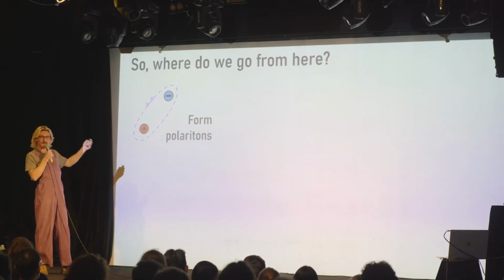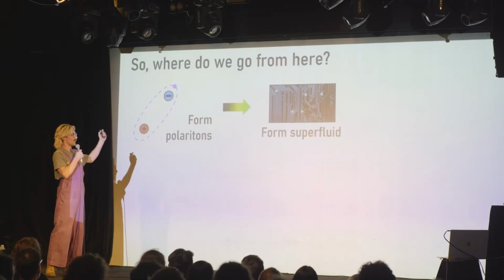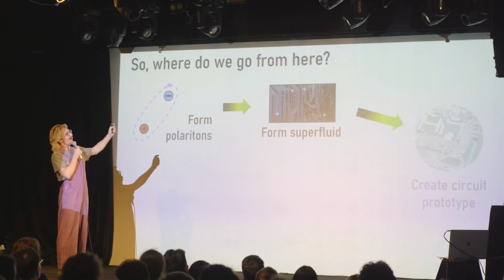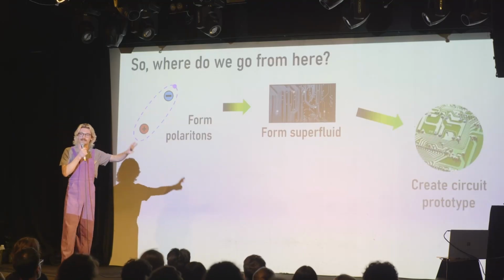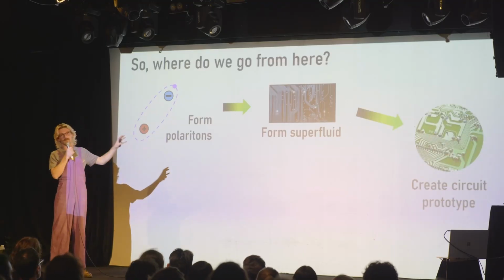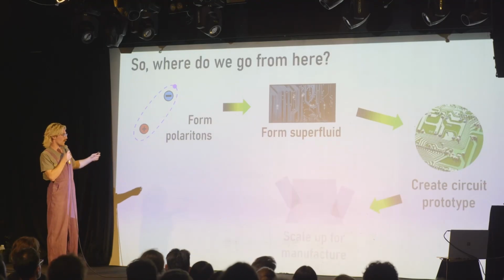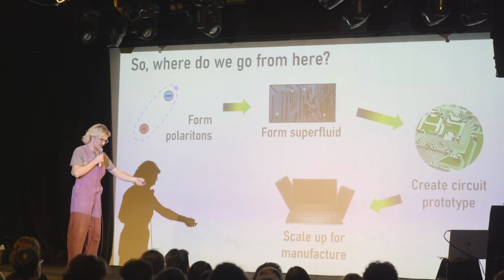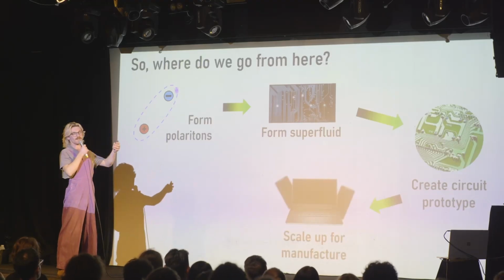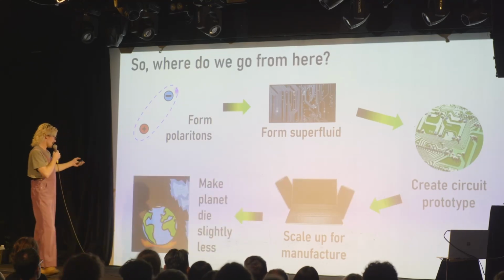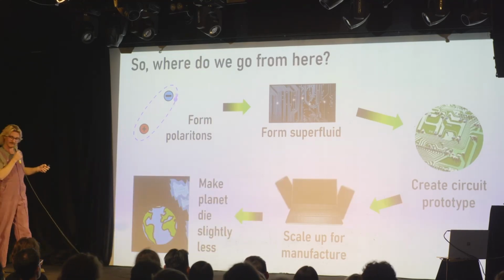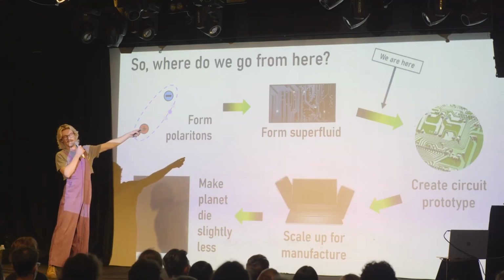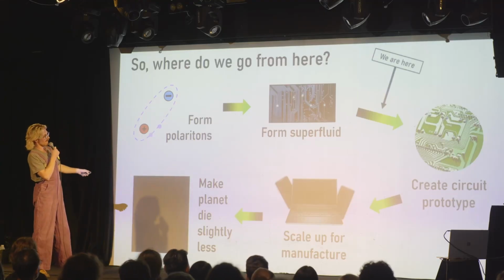So, there's the first step, which is forming polaritons. Great, we've done that, we've got over that. Superfluid, tick, in the bag, let's go. What we kind of need to do is start making circuit prototypes, which is not a stage we're at yet. Once we get those circuit prototypes, we then scale it up for manufacture. And then, once we've got all of the logistics worked out with that, the planet hopefully dies like this. That's the idea. We are here. We need to be here.